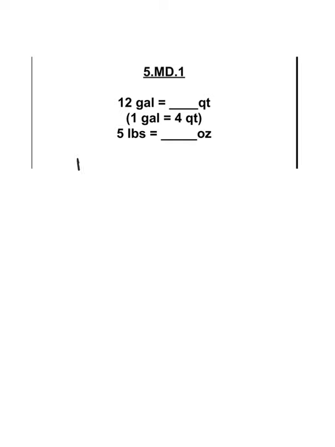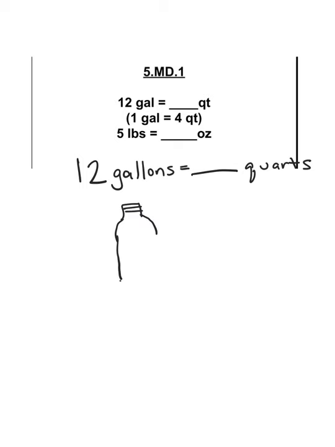Okay, next we're going to work on our measurement problem. We're going to convert 12 gallons to some number of quarts. Now, a gallon is bigger than a quart. Think of a gallon as being like a really big milk bottle looking shape. This is not going to be the best drawing ever, but it's the best I can do. That's 1 gallon. And then a quart is 1/4 the size of a gallon. So there's 4 quarts in a gallon.